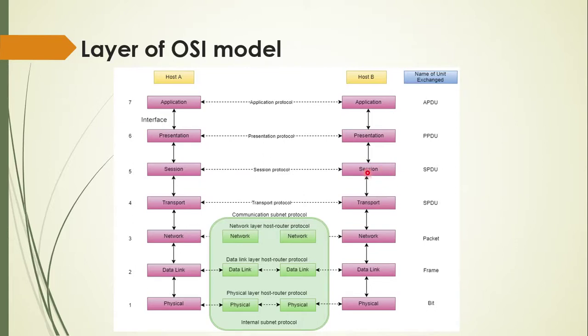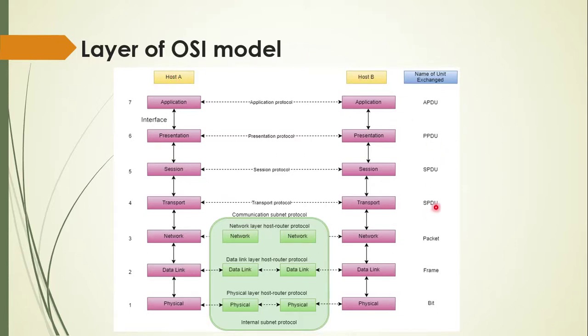If data is encrypted here, then decryption is performed at the receiver side. After that the data is sent to the presentation layer. The presentation layer is used to present the data in an acceptable form at the server machine. After that, the presentation layer sends the data to the application layer, and the application layer transfers the data to host B. Like this, the OSI model is used to transfer the data from sender to receiver.